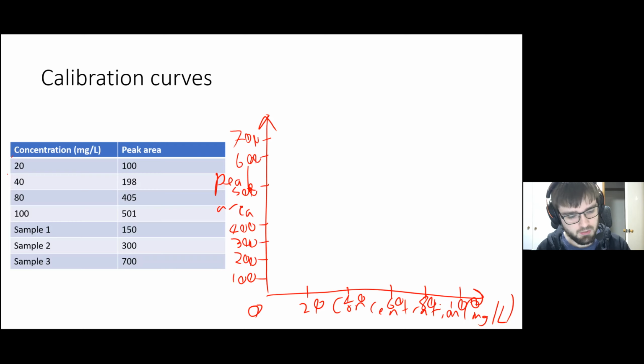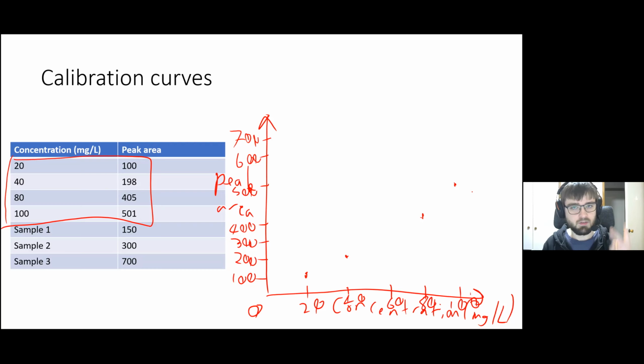And then these are our known solutions, so we're going to put them all on there. We have 20 is 100, 40 is 198, so it's around there. 80 is 405, it's about there, and 100 is 501. And then we do a line of best fit through it. You can't actually take just two of those data points and find the gradient and the intercept and therefore know the linear graph. You can't use that to solve the equation. You have to use a line of best fit unless everything lines up exactly perfectly. So you can get the equation if you use Excel for this.